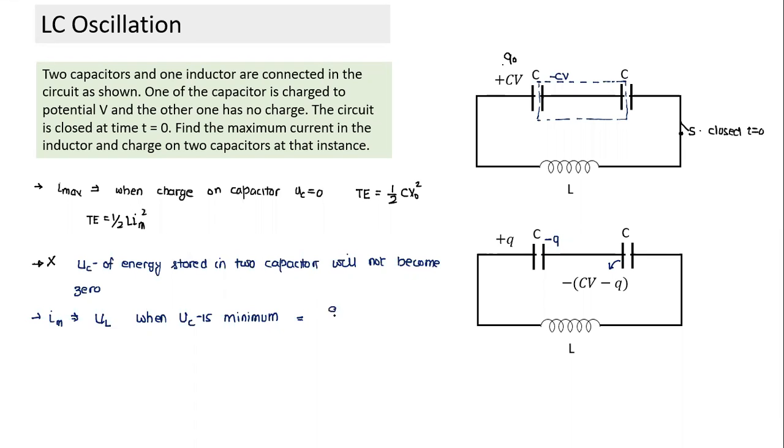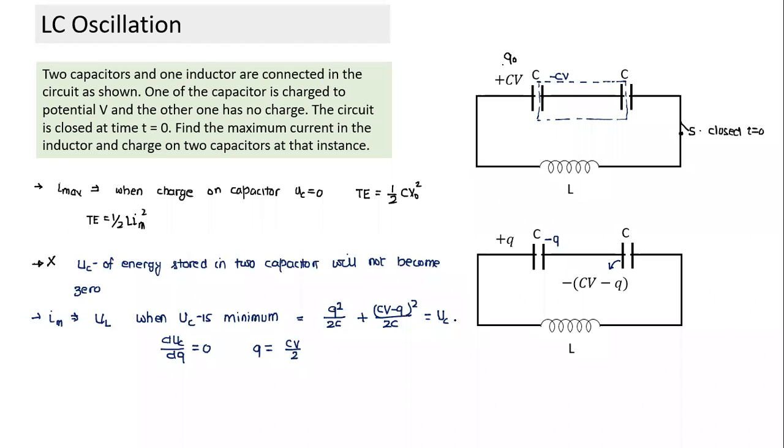So the total energy in the capacitors will be equal to what? Q square by 2C for the first capacitor. And for the second capacitor, since we are squaring it, the negative sign won't matter. It will be the square of the charge on the second capacitor divided by twice the capacitance. This is the energy stored when the charge is Q. This is UC. So when current is maximum, UC has to be minimum. So dUC by dQ has to be equal to 0. And when I differentiate, I find the value of Q comes out equal to CV by 2.